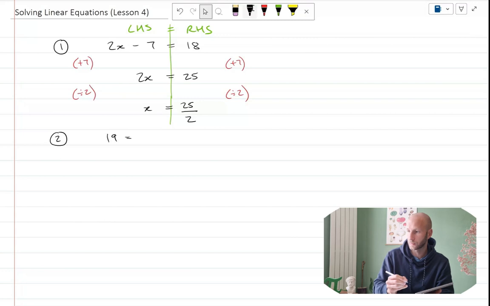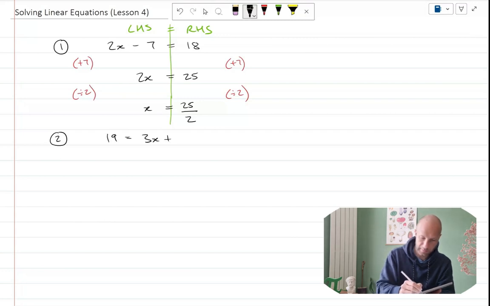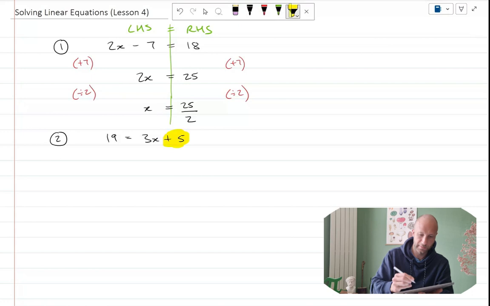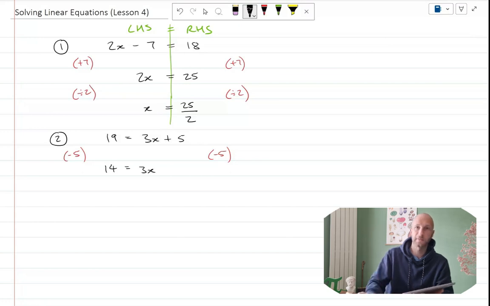Like I said, this will be a slightly shorter video. So 19 equals 3x plus 5. Again, whatever I do to one side, I must do the same to the other. Trying to get the x by itself, so let's get rid of this plus 5. Some people say take it to the other side, but we're going to subtract 5 from both sides. So subtract 5 from the left, 19 minus 5 is 14. Subtract 5 from the right, that's 3x.